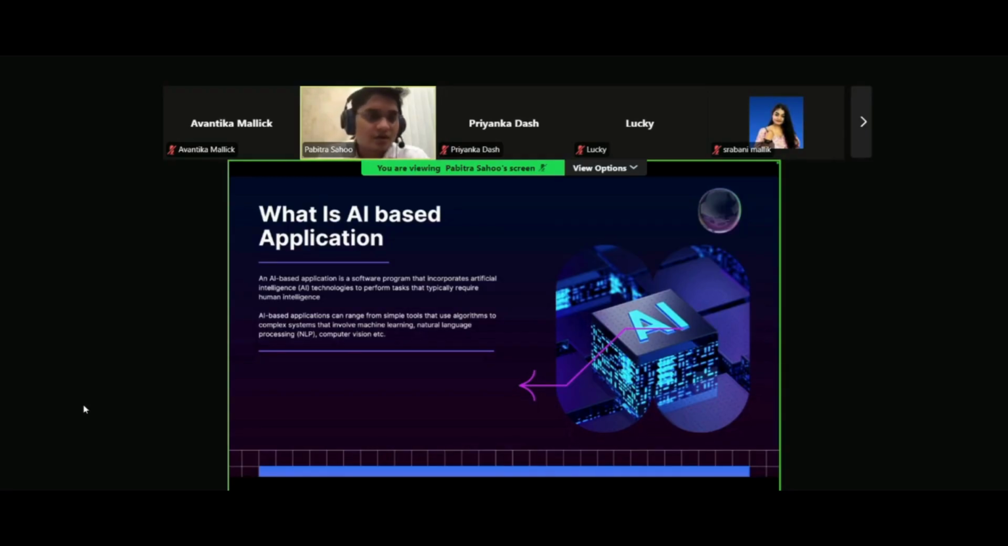Common AI based applications are ChatGPT by OpenAI that most of us might use, Grammarly, which those who write emails and content definitely know, Tesla Autopilot, and Google Gemini. These are some popular AI based applications, and in the coming future, a lot of AI applications are going to evolve.